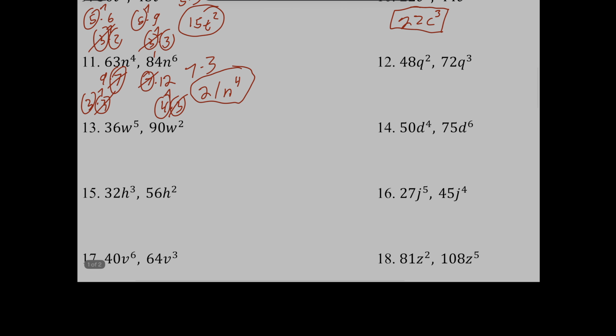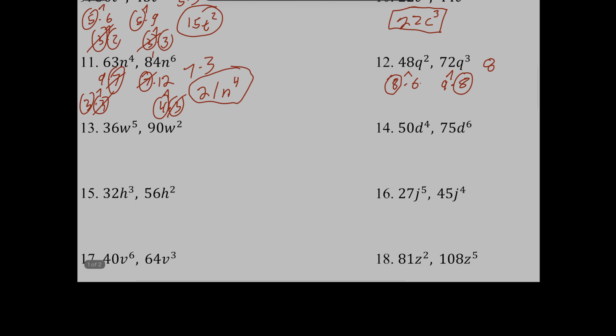Number 12, 48 and 72. Okay, these are going to have a lot of numbers, so I'm going to really want to take my time with this. Okay, do you see one already? I see 8. Because this is going to be 8 times 6, and this is going to be a 9 times 8. So I know that I can already pull out the 8. Can I break down 8? Yeah, but once you find it in common, you don't need to anymore.